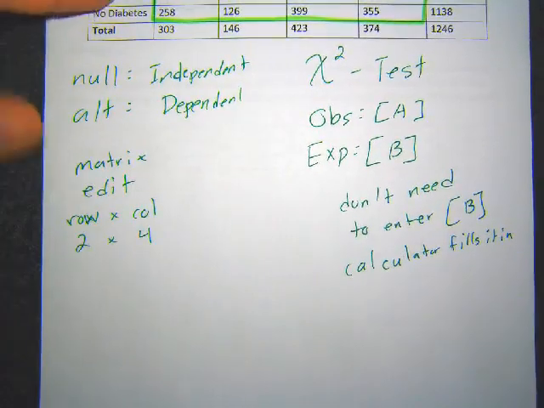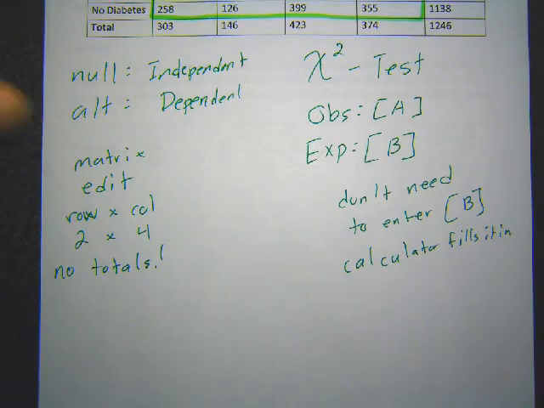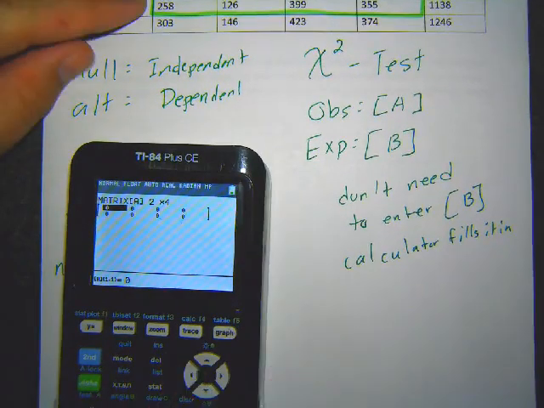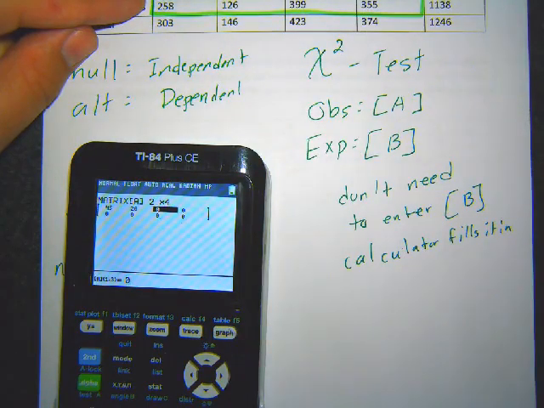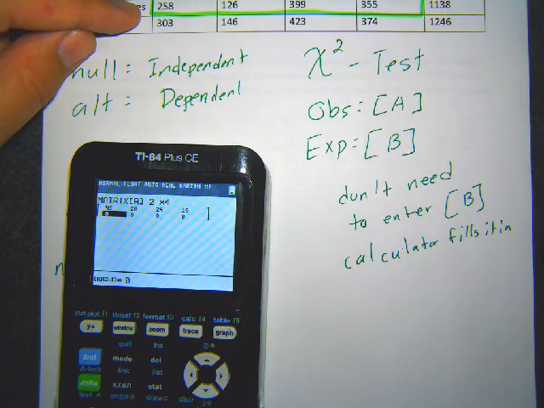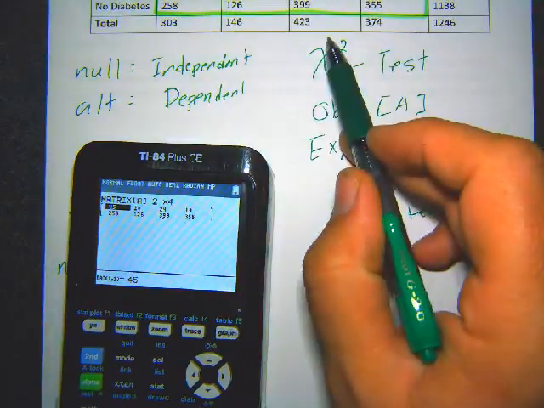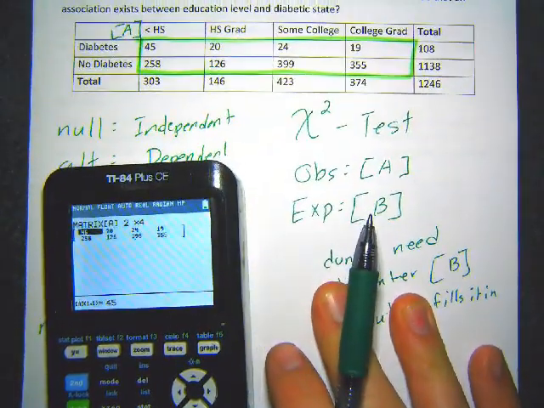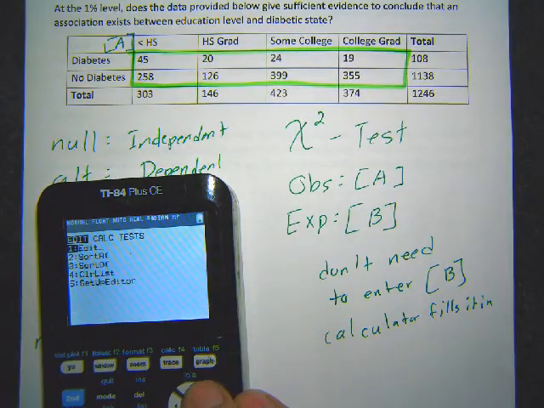And again, I don't want to enter the totals. All right, so I'm going to type this in. I'm going to type in 45, hit enter. Notice it goes across. So next I'm going 20, enter, 24, enter, 19, enter, 258, 26, 399, 355. Okay, so I'm just entering the data as given. I type that in just like we had the data at the top. Once I've got it in the matrix, then I'm ready to do my test.